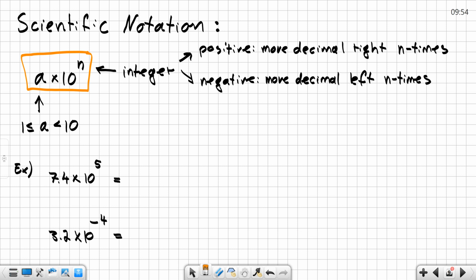So a times 10 raised to the n power. Let's first have a look at this a in front. This a is a number that has to be greater than or equal to 1, but smaller than 10. And that just means the following. If I have my decimal right here, and this is the first spot behind, and so on, it moves on right there, however many decimal spots I have.